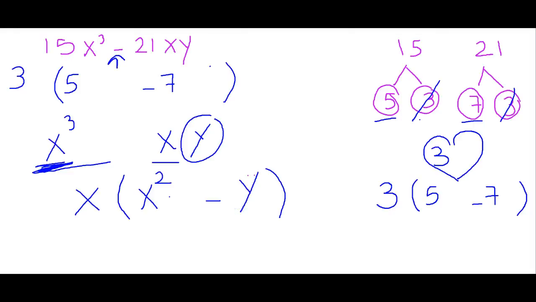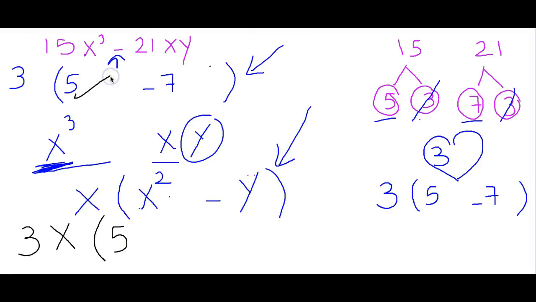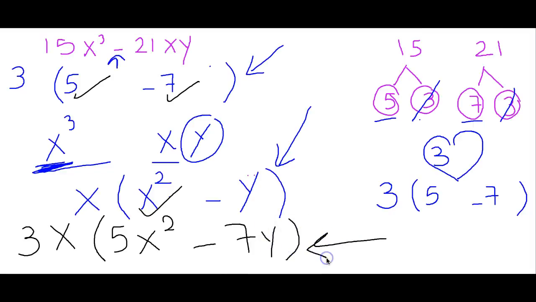So looking at the numbers, looking at the letters, this is the final factoring. Ready? The numbers, we have 3 as a common factor. The variables, we have x as a common variable. Okay, factor. Parentheses, 5x squared, so that's for the first term, minus 7y. And this should be your final answer.